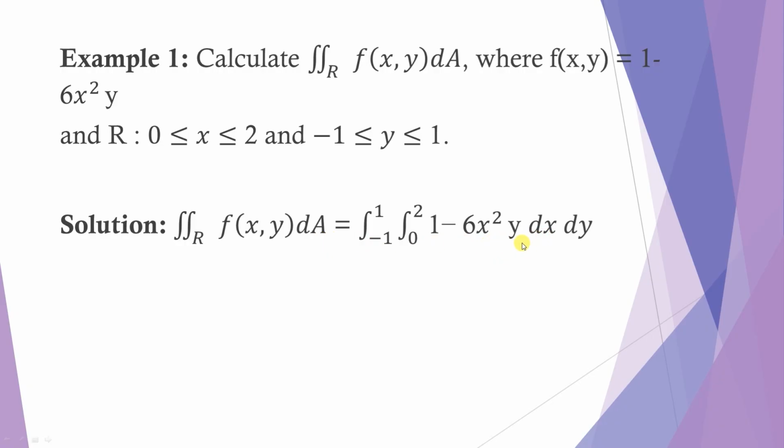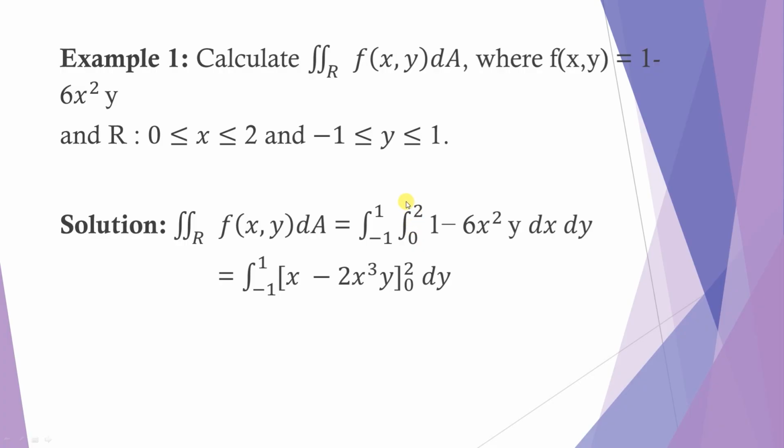Here I have taken dx dy. Accordingly, we write the corresponding limits here. So this is the double integral of the function 1 minus 6x squared y dx dy. Here first we integrate with respect to x, then with respect to y. For x, the limits are given in the question: the lower limit is 0, the upper limit is 2. Then with respect to y, similarly y varies from minus 1 to 1.